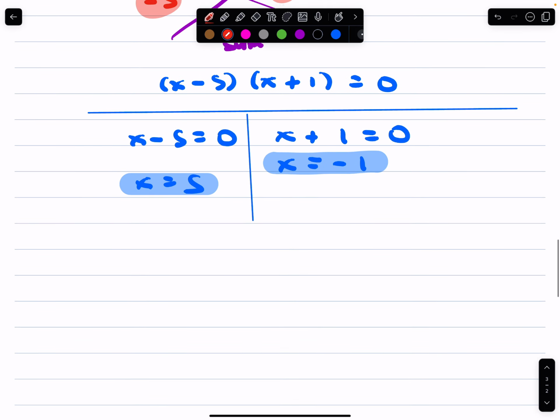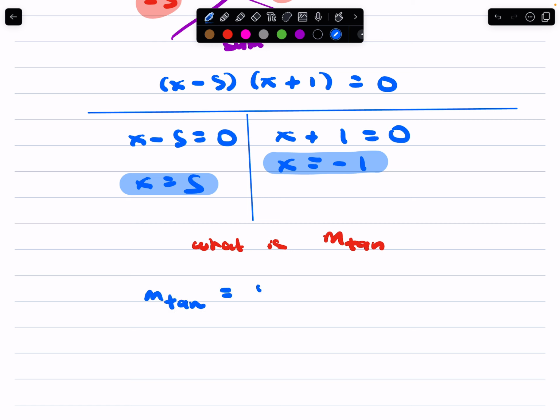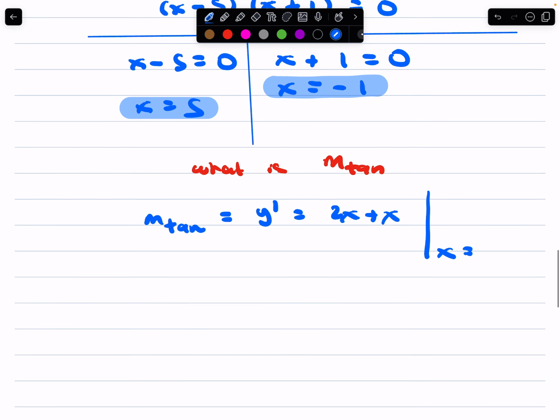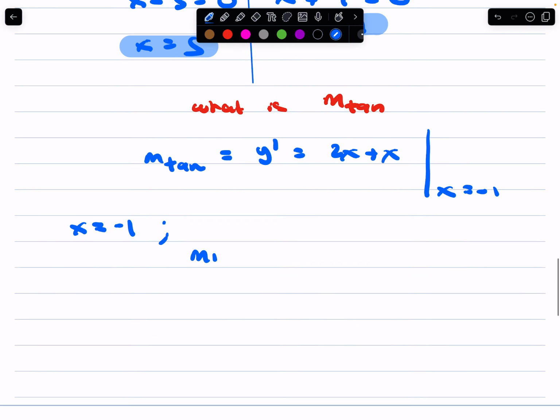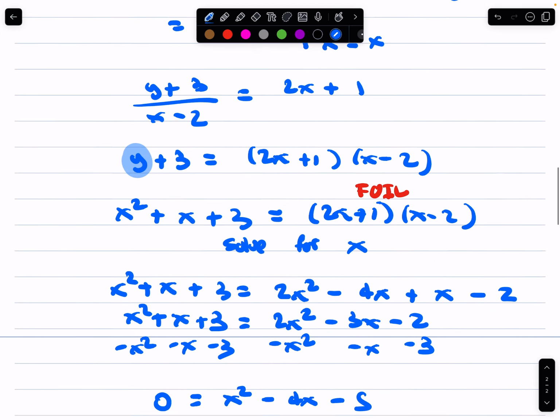So the question now is, what is m tangent for these two numbers? Well, m tangent is y prime, which was the 2x plus x, I believe, here, when x is now these two numbers. So if we try x is -1 here, we say, what's our m tangent? Well, when x is -1, 2 times -1 plus -1, I double check here.